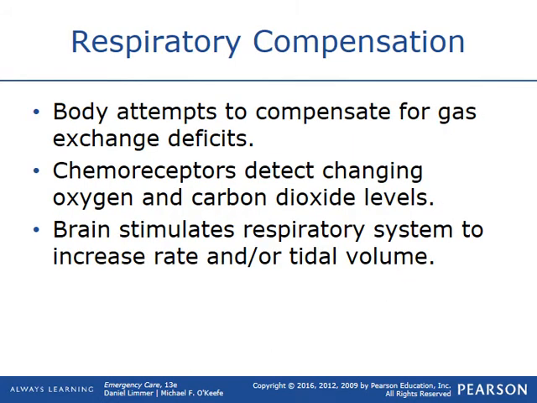Just like with anything else, when the body senses that something is wrong, the body attempts to compensate. So this is no different. In the respiratory setting, the body attempts to compensate for gas exchange deficits. Our chemoreceptors are going to detect changing levels of oxygen and carbon dioxide, and therefore it's going to stimulate the brain and the respiratory system to increase the rate and/or the tidal volume to make up for that difference.